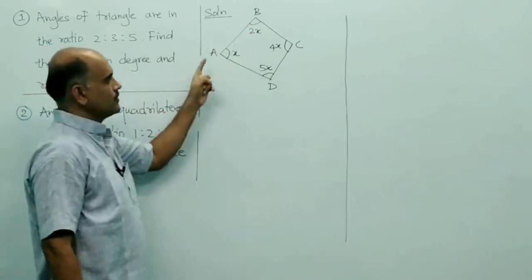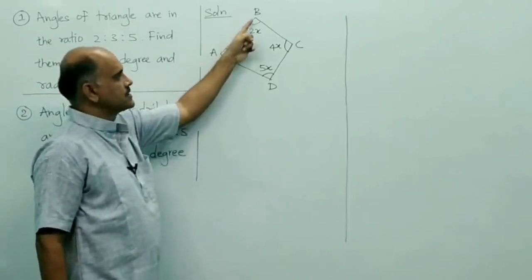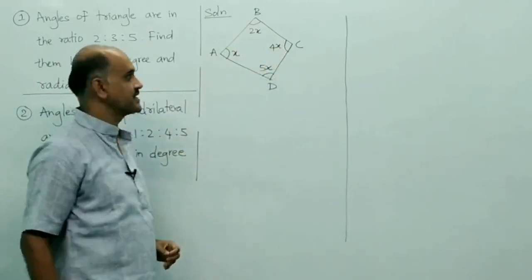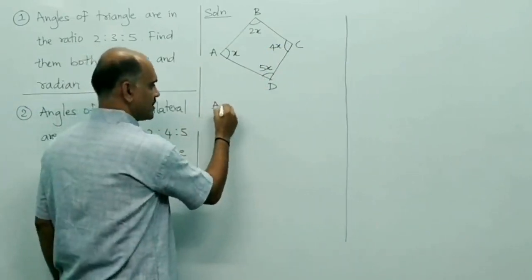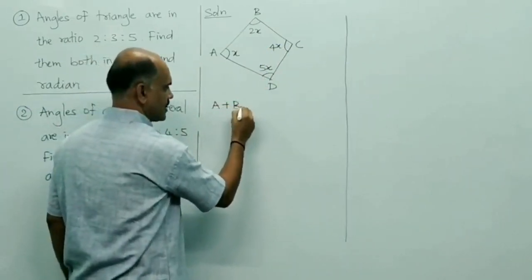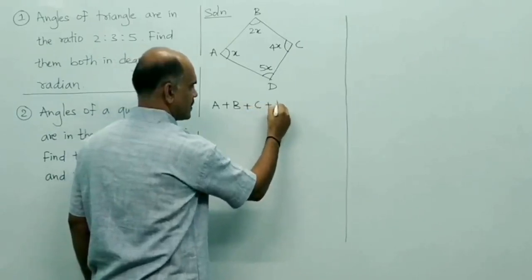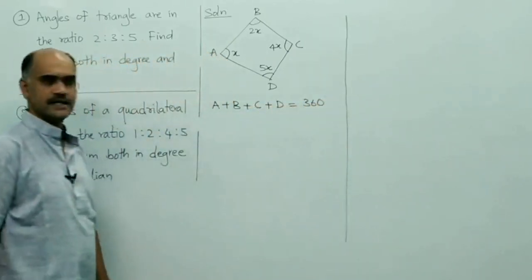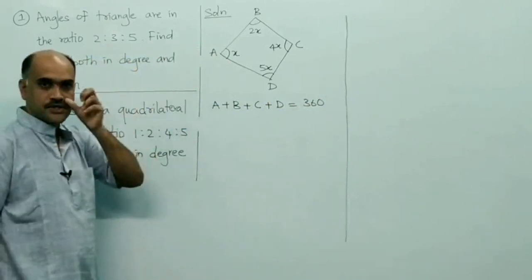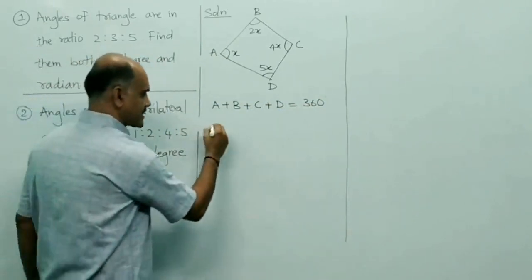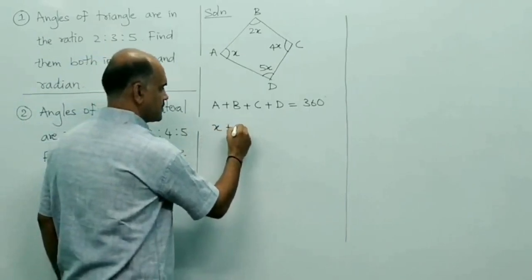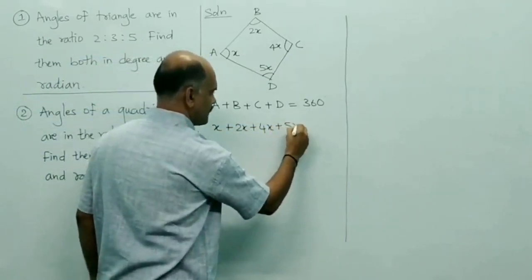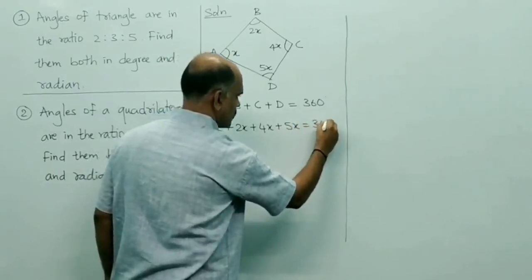So now you know, in quadrilateral, sum of all 4 angles will be 360 degree. So A plus B plus C plus D will be equal to 360 degree. Now I will substitute the values. X plus 2x plus 4x plus 5x is equal to 360.